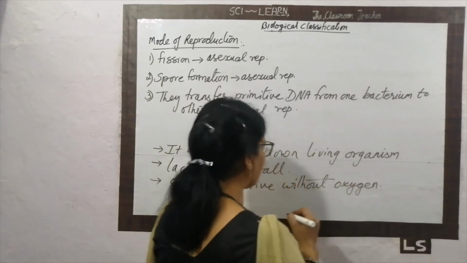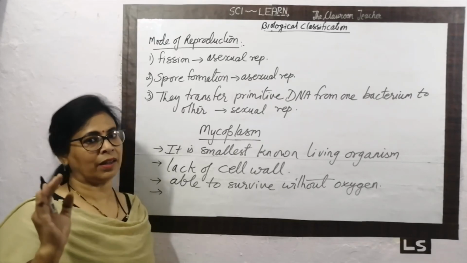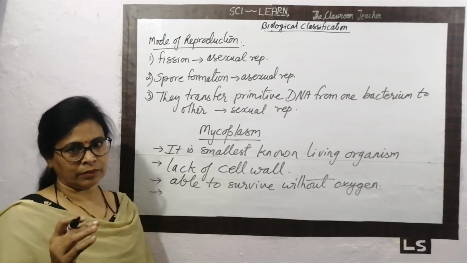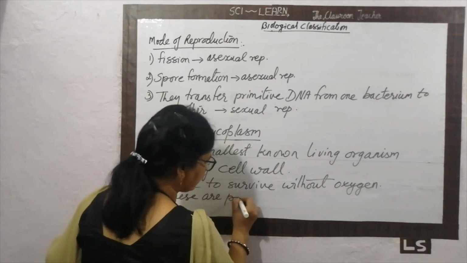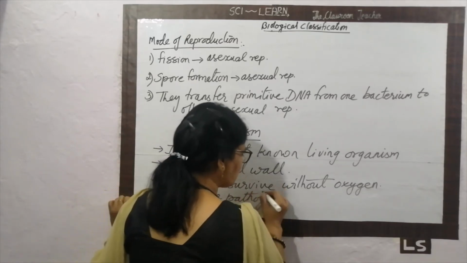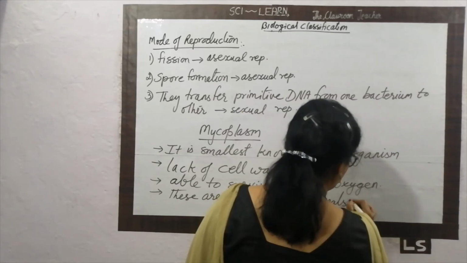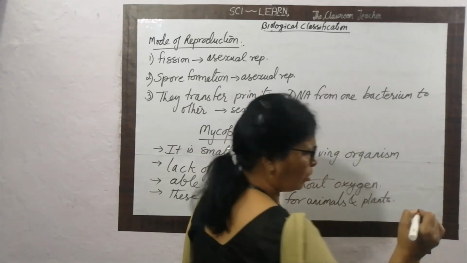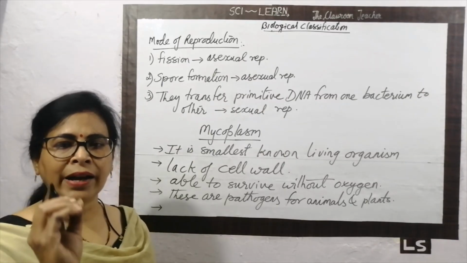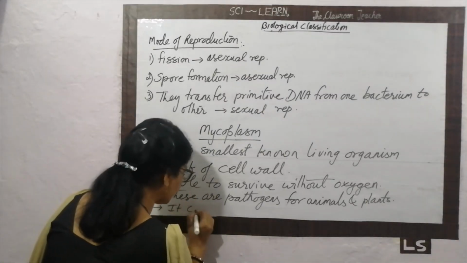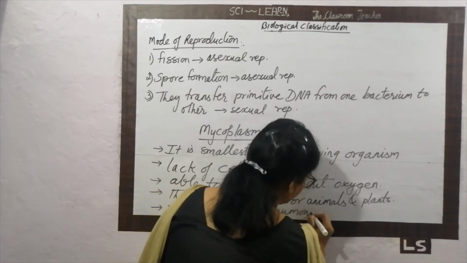What is the meaning of that? These are anaerobic bacteria. They are anaerobic in nature. They are able to survive without oxygen. These mycoplasma are pathogens, especially for animals and plants. Here I say animals and exclude humans. So are they not dangerous for us? No. They are dangerous for us also. Actually, these bacteria cause mild pneumonia in humans also.